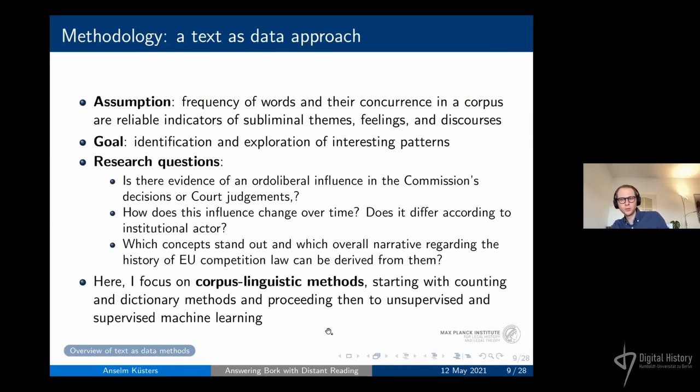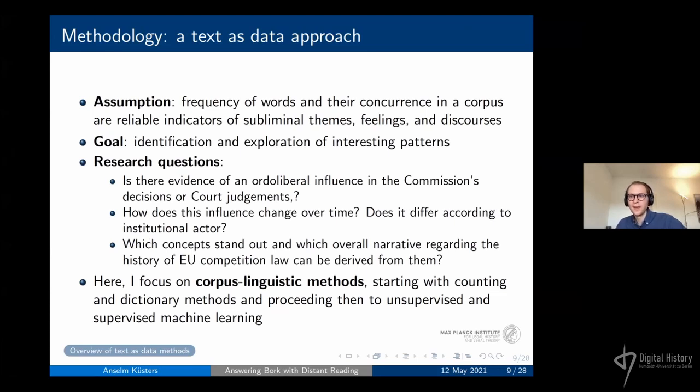So this brings me to the methods that I employ. And in the title of my presentation, I say corpus-linguistic methods. These are part of a larger approach that could be summarized as text as data. And here, I think the key assumption is that the frequency of words and their concurrence in a corpus are interpreted in a meaningful way.